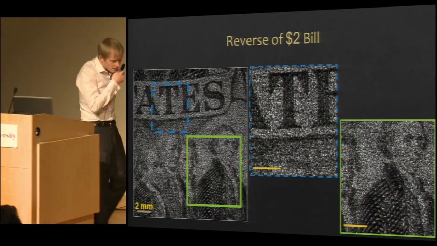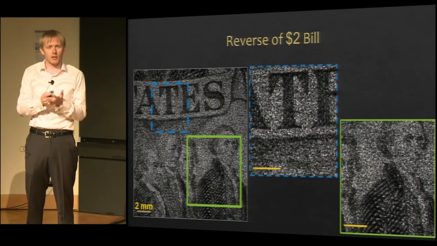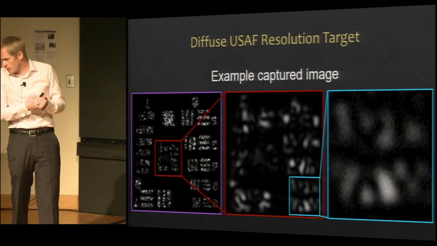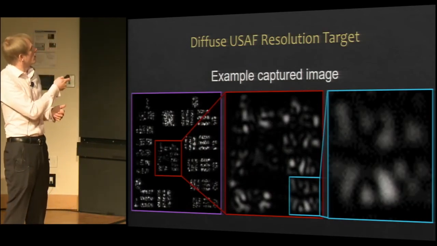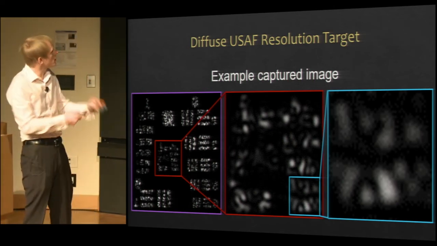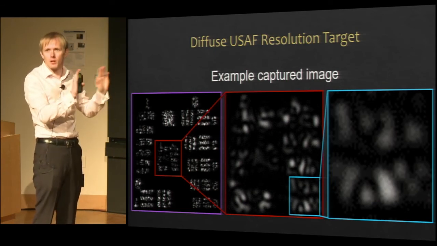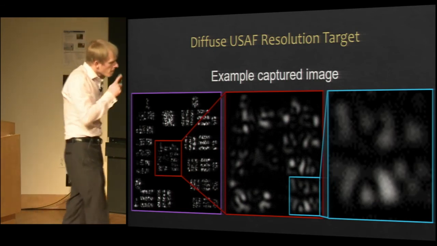Now, we can characterize the performance of our technique using an Air Force target, a resolution target. So here we have the image that it would be captured with just the one observation. And as we zoom in, there's no discernible data, right? You cannot make out any of the features.